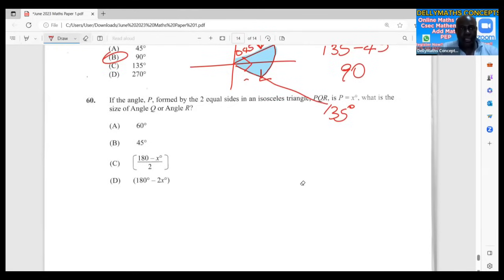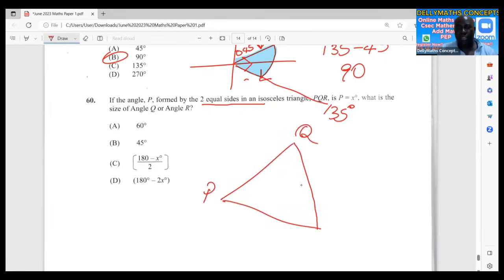Last one. Let's take note. If angle P is formed by the 2 equal sides of the isosceles triangle, this is P, this is Q, this is R. The 2 equal sides, they form P. So this is equal to that. This angle is given as X. This is the angle that is different. Whenever the 2 equal sides meet, that angle is different.